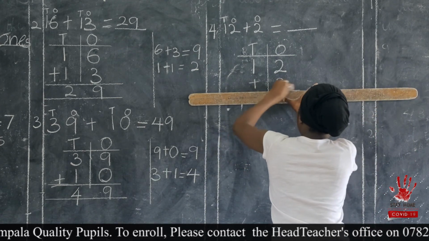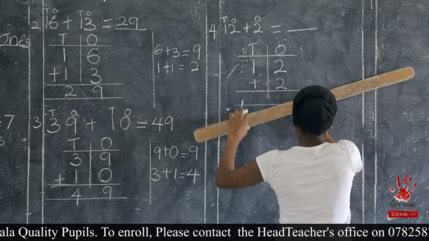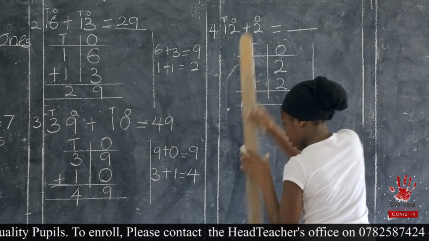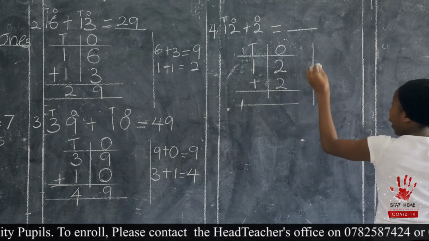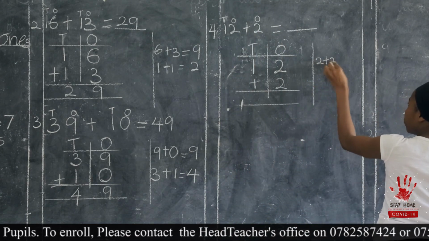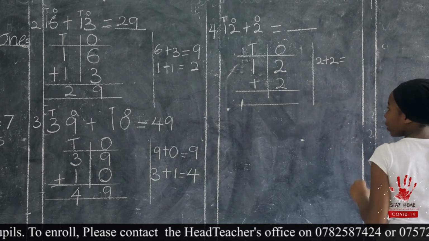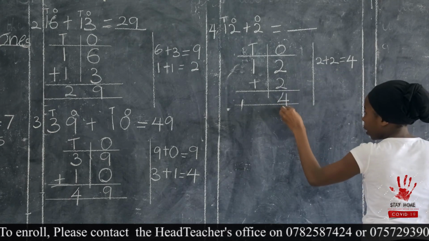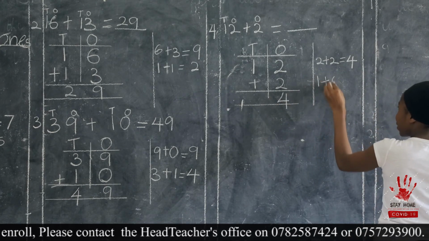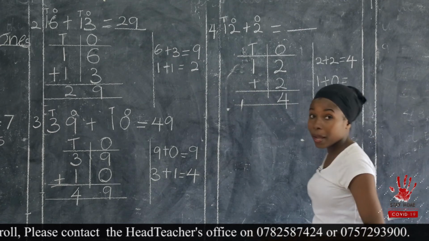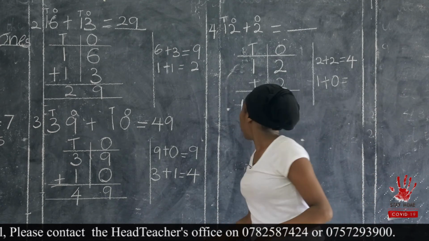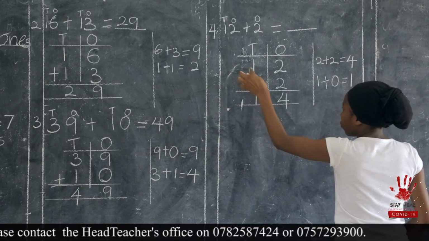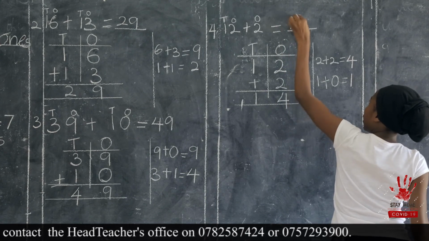When you add, it looks simple, yes, but I encourage you to do the side work for neatness. I'll say 2 plus 2. Who doesn't know this? 2 plus 2 is 4. You put the 4 there. Then 1 plus 0, we said if you're adding a 0 to any number, it remains that number. So 1 plus 0 is 1. So 12 plus 2 is 14.